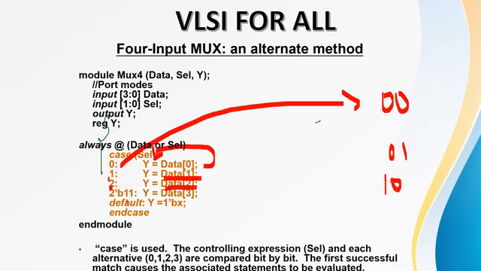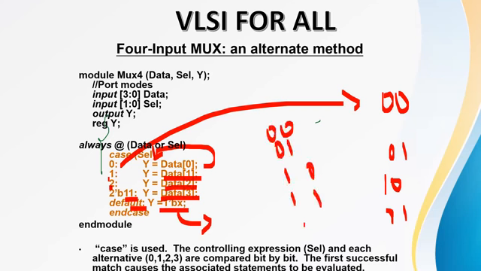Whenever it is 1 1, it is 3, right? 1 1 represents 3. So that indicates I'm sending the data, I'm assigning the data D3 to Y. The default condition is Y equal to 1 tick BX. That means if I don't get any of these values, 0 1 0 1 0 1 1, if I get some X value, then it will come out of the case statement and assign the default statement. That is, Y becomes equal to 1 tick BX.